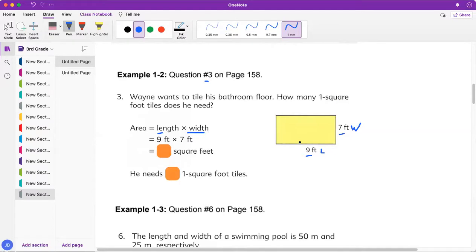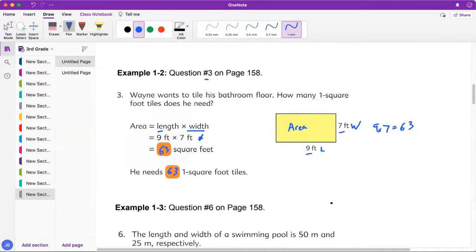Excuse me. Any ideas? What do we think? We need the area. What do we think? Does anybody know what 9 times 7 is? If our length is 9 and our width is 7, we can do 9 times 7. It is going to be 63. Perfect. 63 square feet. And so that means he needs 63 1 square foot tiles. Good job, Miles.